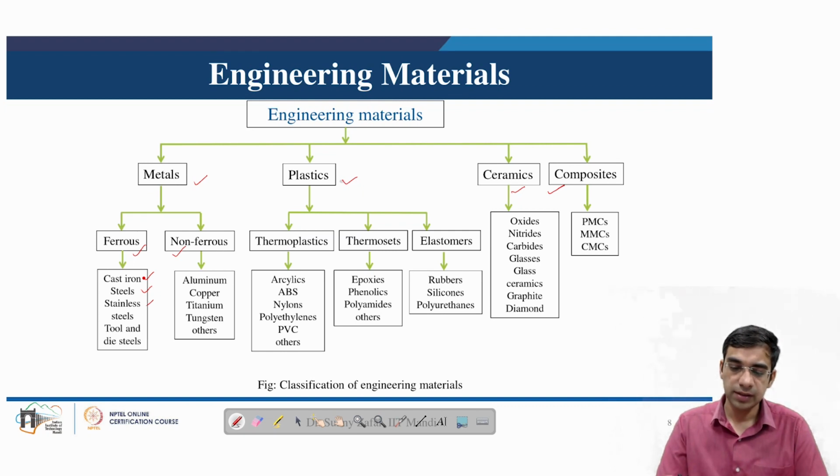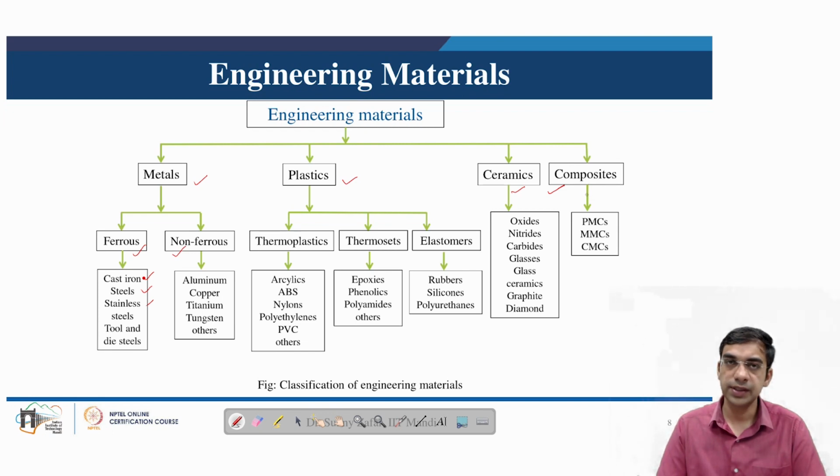In terms of plastics, they are classified as thermoplastics, thermosets, and elastomers. So in thermoplastics, examples like acrylics, ABS, nylon, polyethylene are included. In thermosets, epoxies, phenolics, polyamides are included. Elastomers include rubbers, silicone, and polyurethane. And in ceramics, we know all oxides, nitrides, carbides, glasses, graphite, diamond come in the category of ceramics.